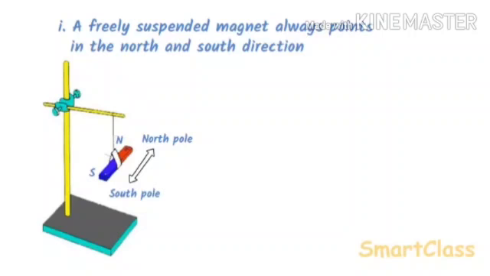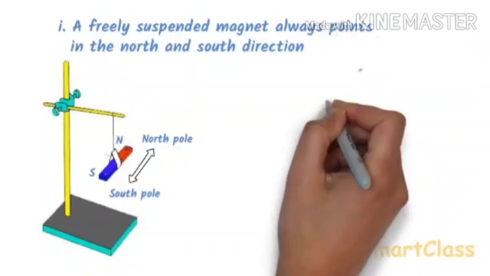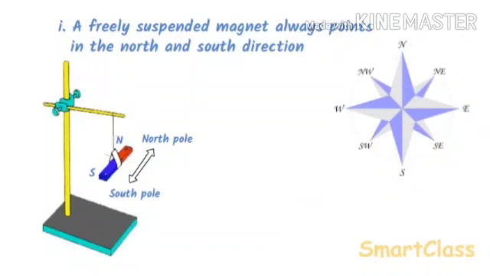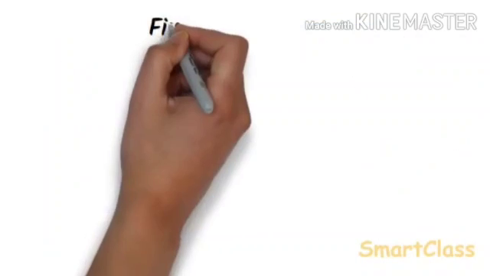Now, before studying how to find direction by using a freely suspended magnet, we will learn what the various directions on the earth are. The four major directions are north, south, east and west. We have four more directions: northeast, northwest, southeast and southwest.